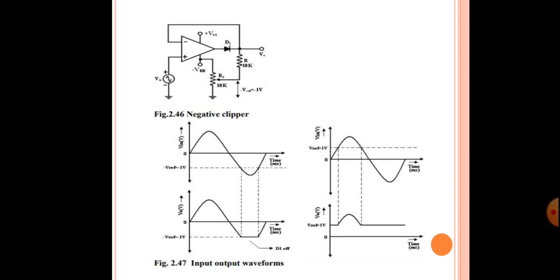Here you can see the circuit diagram for the negative clipper. You may see that the diode D1 is reversed and the polarity is changed. Everything else remains quite the same.